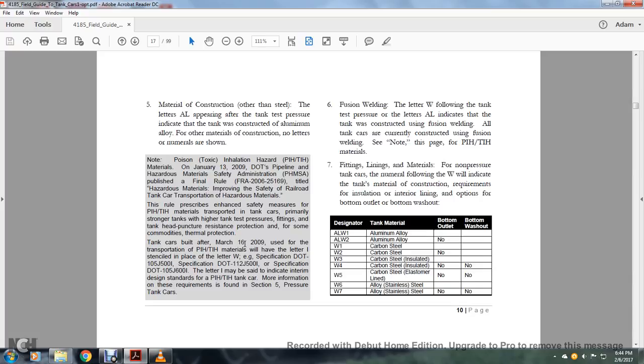The letter specification, the 105J500W specification, the 112J500W specifications, 105J600W. The letter I is indicated with the interim design standard of the poison inhalation and toxic inhalation tank car. More information on these requirements is found in Section 5, pressure tank cars.